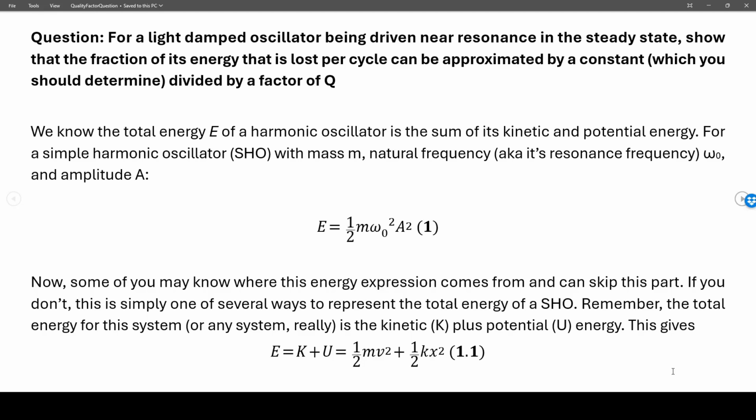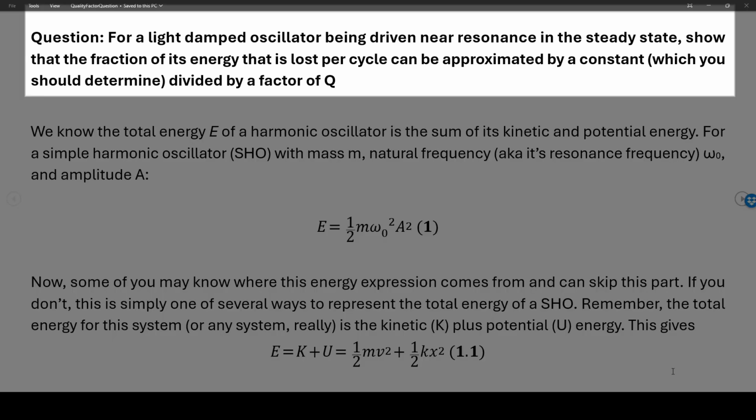Today we're looking at a problem that is popular among professors who seek to instill a general understanding of the physics principles among their students. The question is, for a lightly damped oscillator being driven near resonance in the steady state, show that the fraction of its energy that is lost per cycle can be approximated by a constant, which we'll determine, divided by a factor of Q.